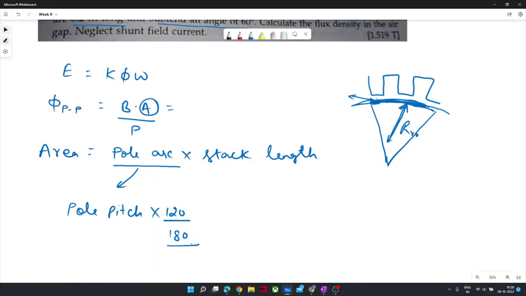Why? 180 degree will be always there. This is pole pitch, and you are using 120 degree out of 180 degree to make pole. So that will be your pole arc, and the stack length is always already there. So this formula, active area, is modified to this formula, right? And how to compute pole pitch? 2 pi r, right? Or pi into d. So that you can do here.